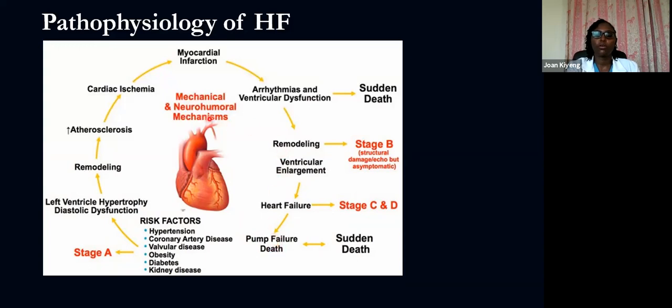And of course, in the middle of all this, the remodeling aspect, as we discussed before, the neurohormones are the ones that really play a big role.